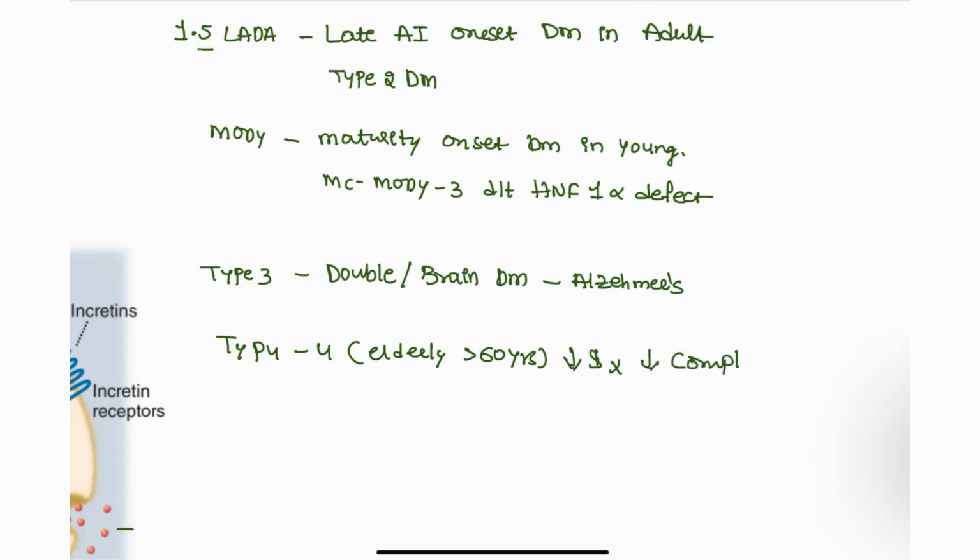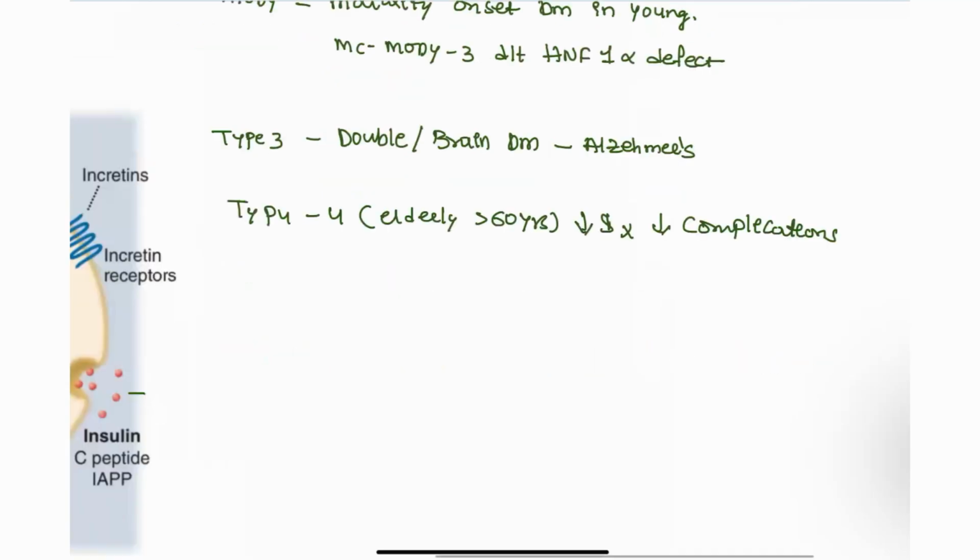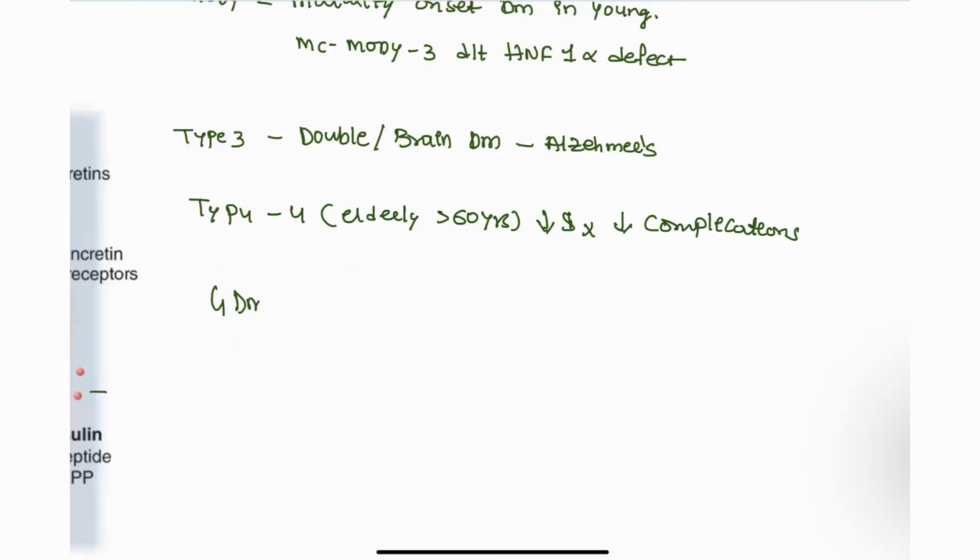Next, another type you all know is gestational diabetes mellitus, associated only with pregnancy. It is physiologically related to type 2 diabetes mellitus, and after pregnancy it regresses. These are the types of diabetes mellitus.